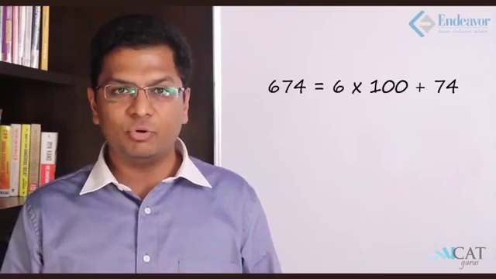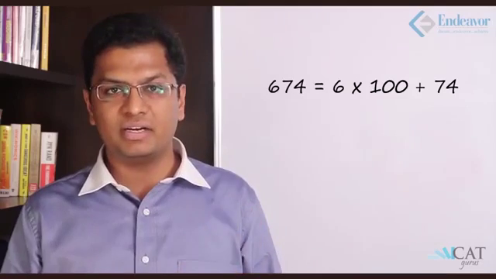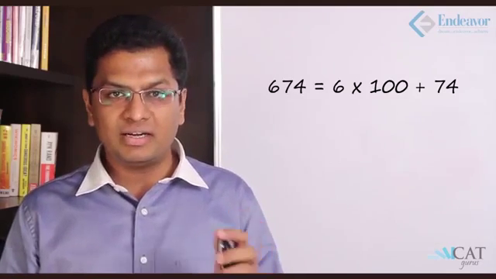Going by the same logic, if we extend it to, say, whether 674 is divisible by 4 or not: 674 can be written as 6 into 100 plus 74. Now 100 is always divisible by 4. So all we need to check is if 74, the last two digits of the number, is divisible by 4 or not.